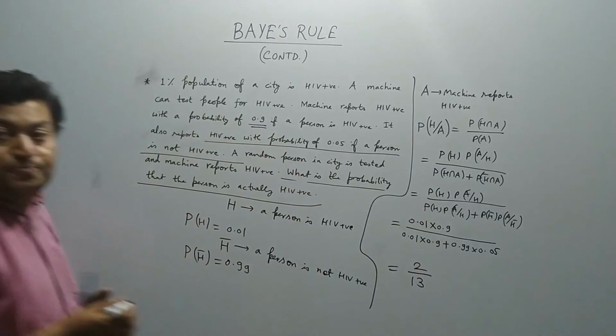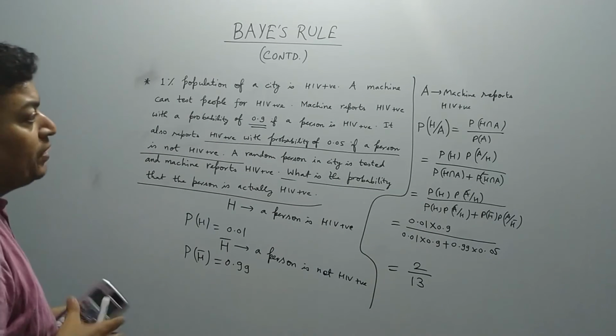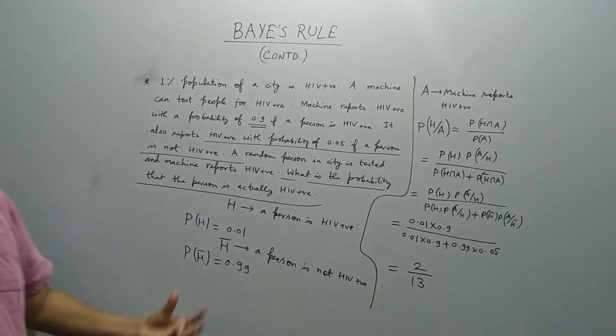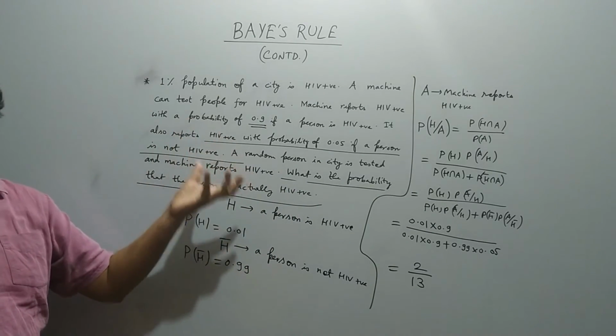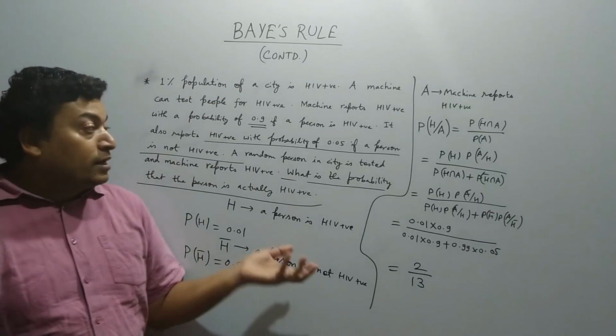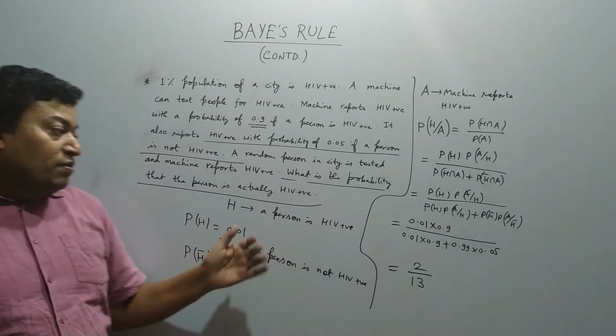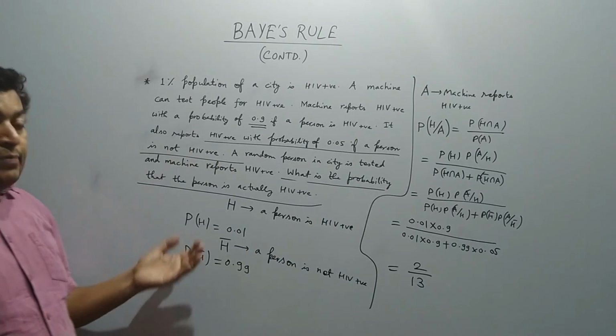I hope now you are very clear about how to calculate probabilities for problems involving Bayes rule, total probability, conditional probability, and so on. From the next video onwards, we will start random variable and probability distribution.